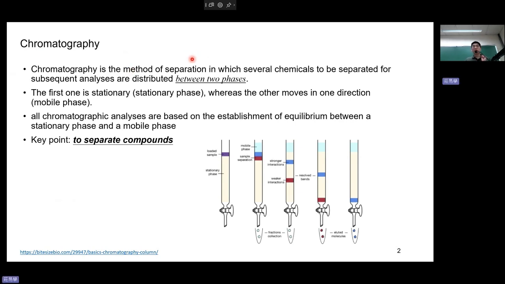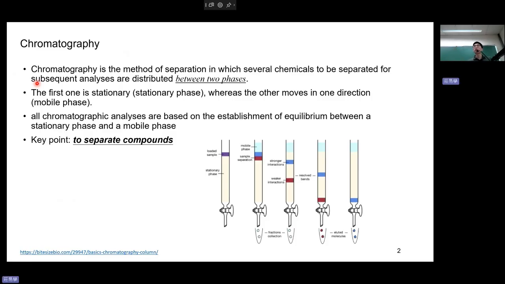So for chromatography, it's actually a method for separation in which several chemicals are separated for subsequent analysis. Again, the main purpose of using chromatography is to separate different compounds from your samples.